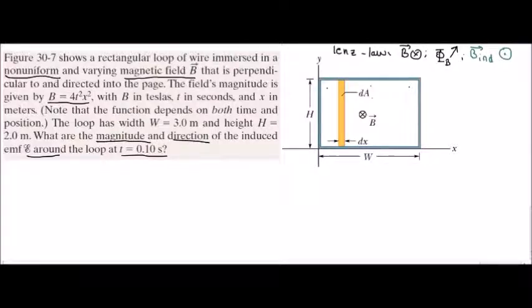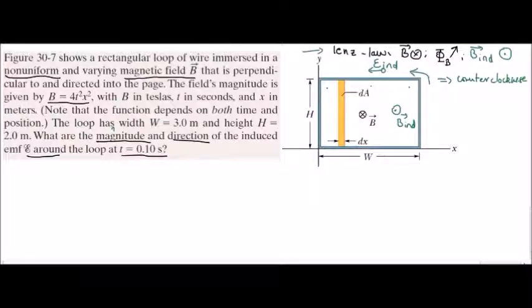So where is the current, or where is the EMF? B induced is out of the board. So where is the EMF? The current induced is in this direction, so the EMF is in this direction. That's the induced EMF. The induced EMF is counterclockwise this time. Now magnitude.